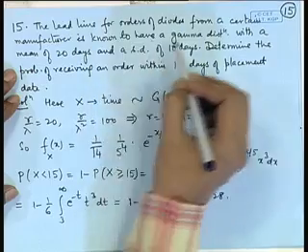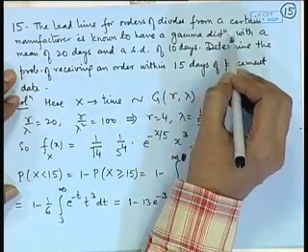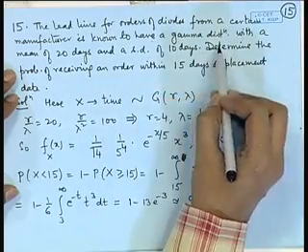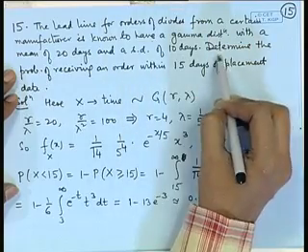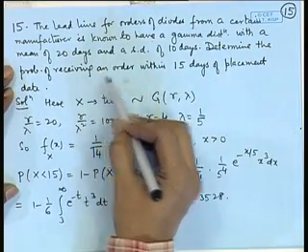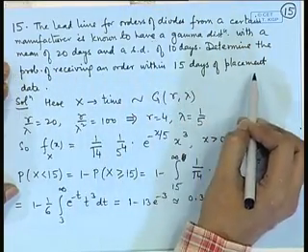The lead time for orders of diodes from a certain manufacturer is known to have a gamma distribution with a mean of 20 days and a standard deviation of 10 days. Determine the probability of receiving an order within 15 days of placement date.